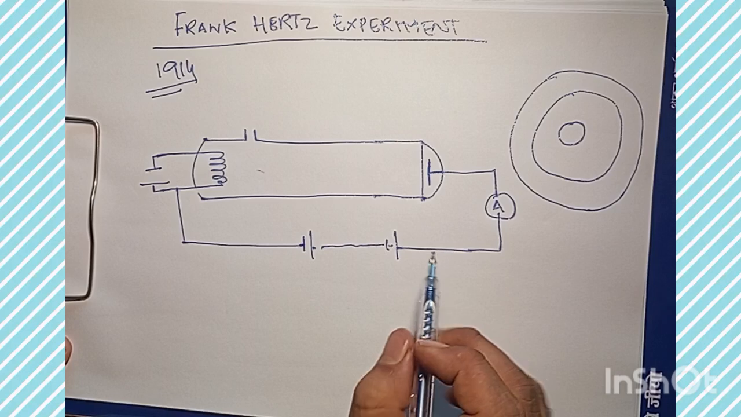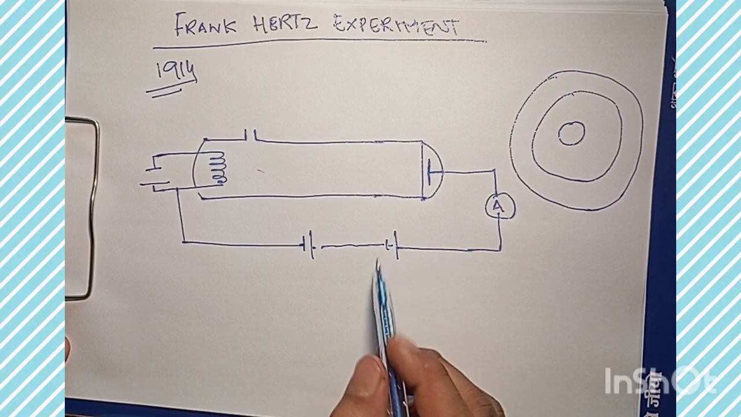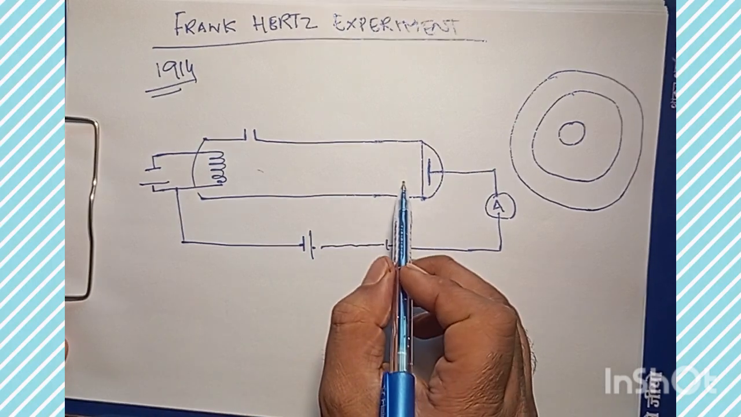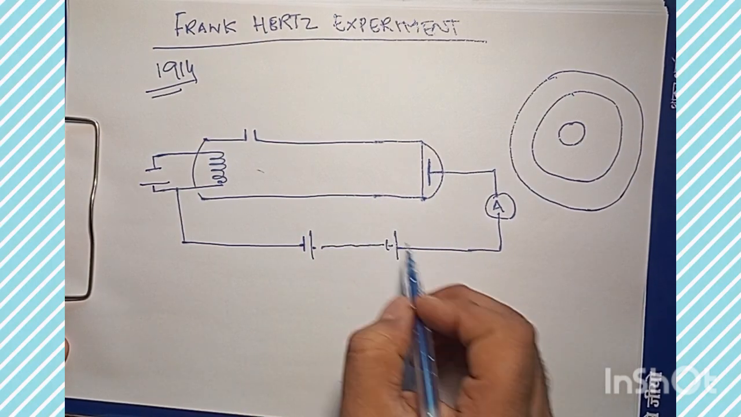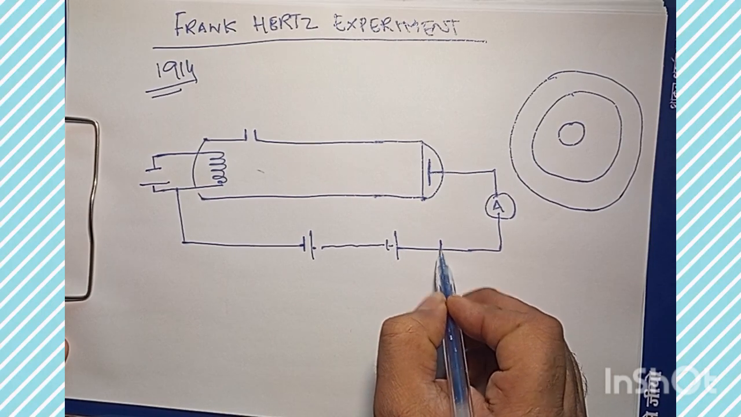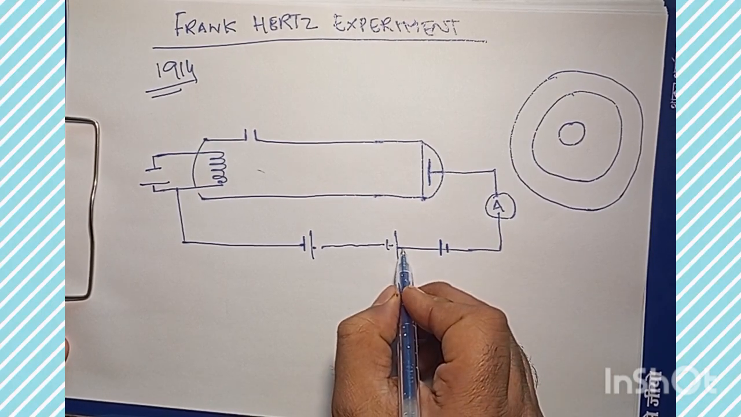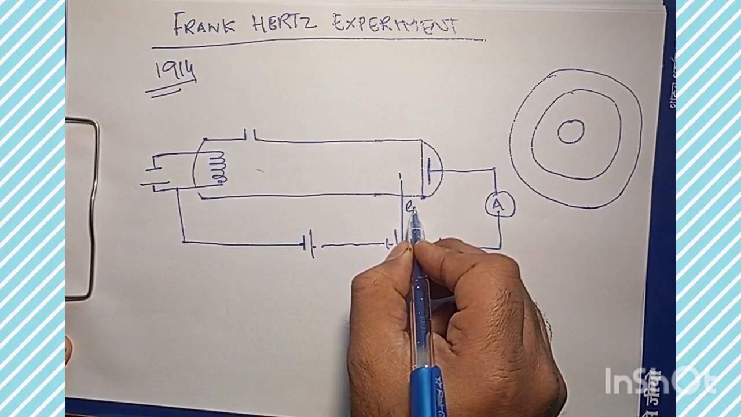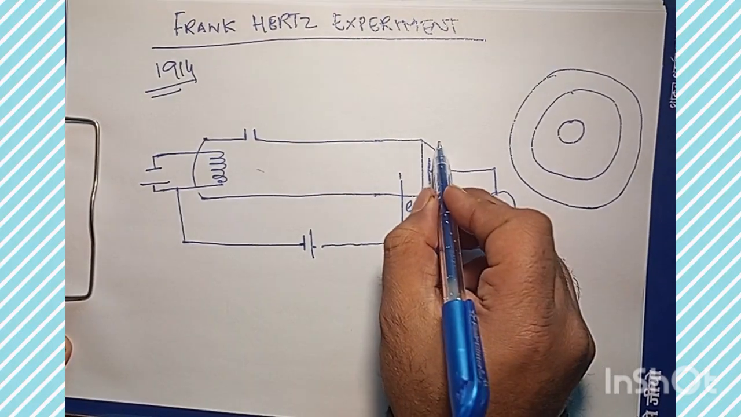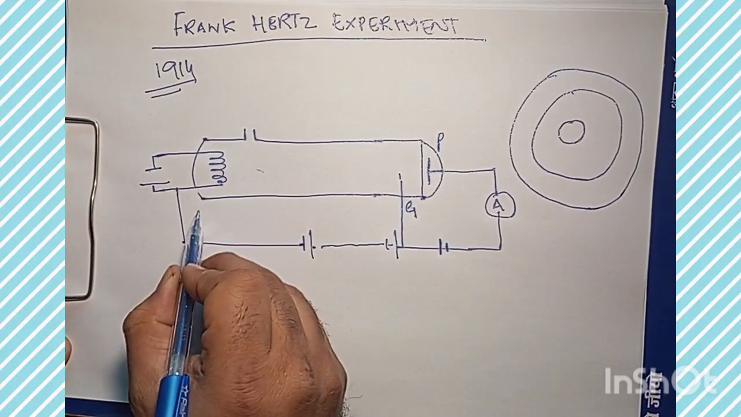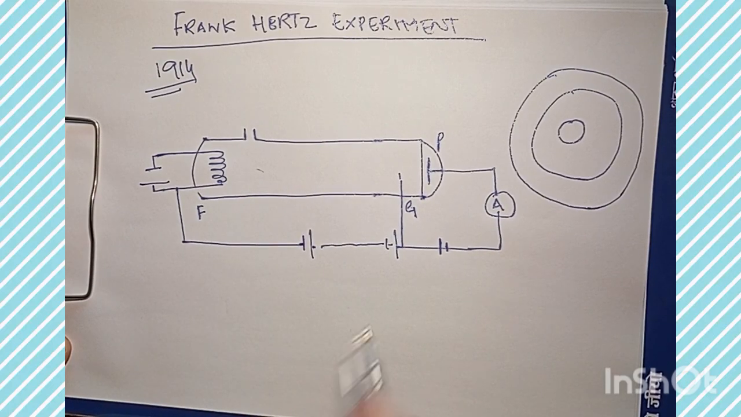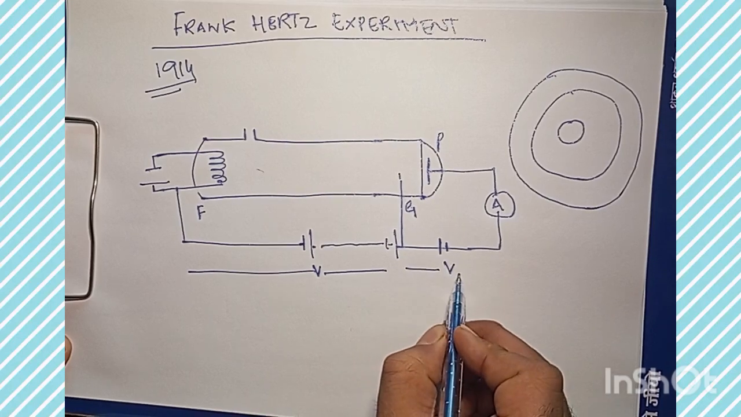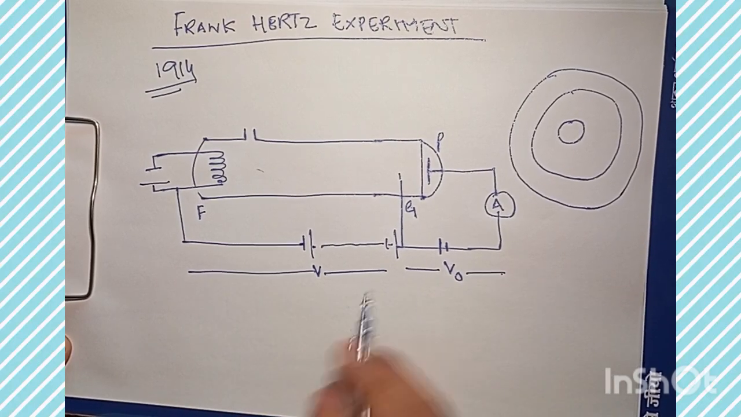So this is the rough diagram that I have been drawing here. Here we have to introduce another voltage, and this is called grid G, and this is, say, P, and this is my filament F. From filament to grid I have voltage V naught, and from grid to plate I have voltage V.